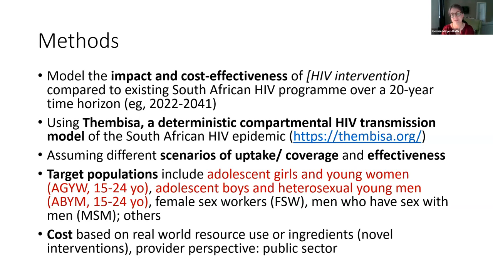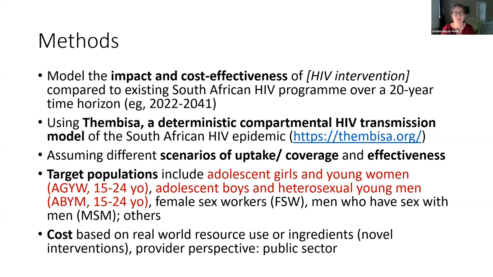Our model is a specifically South African model made by Leigh Johnson at the University of Cape Town. It's called Thembisa, and has been used for the last 15 years to inform South African policymaking as well as budgets. For each of those interventions, we assume different scenarios of uptake and coverage, and where need be effectiveness, and we look at different target populations. For almost all interventions, we include adolescent girls and young women, as well as adolescent boys and heterosexual young men, the age bracket between 15 and 24 years, as well as female sex workers and gay men and other men who have sex with men, and other populations as needed.